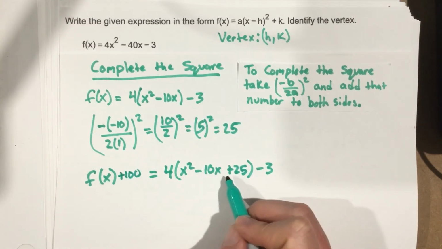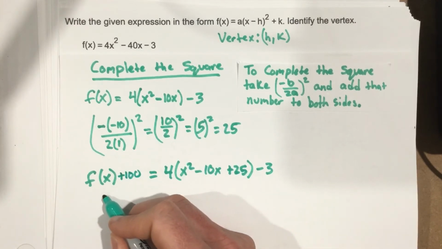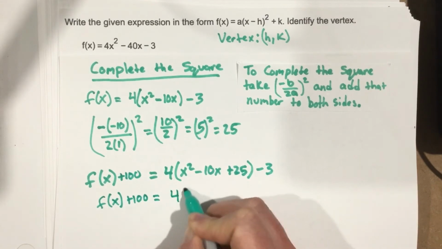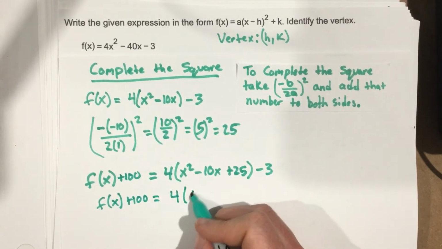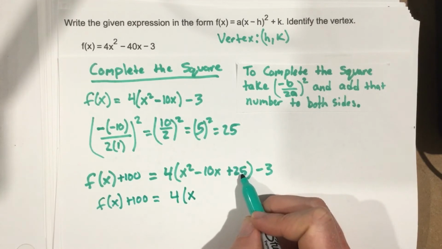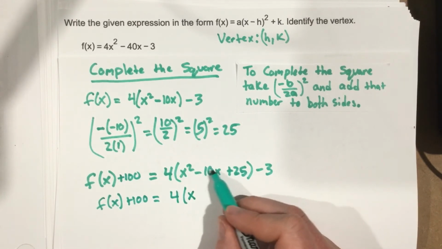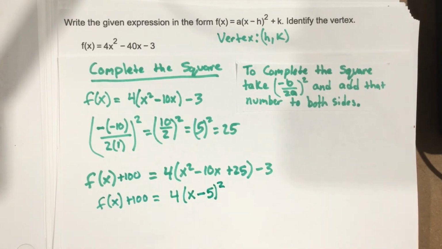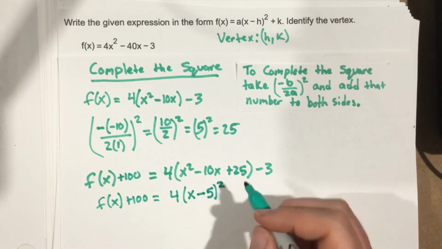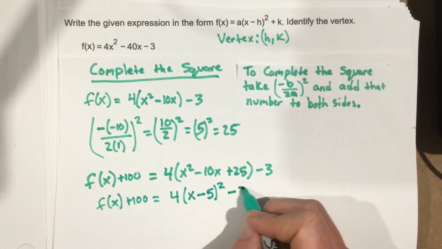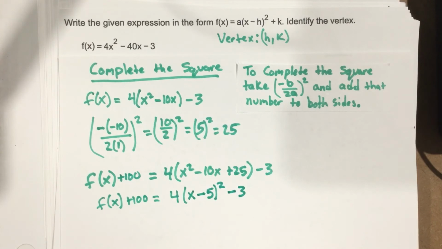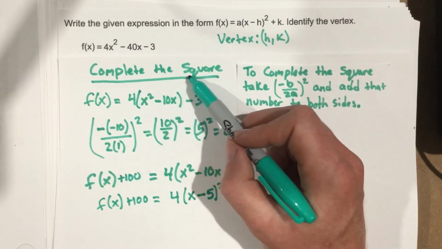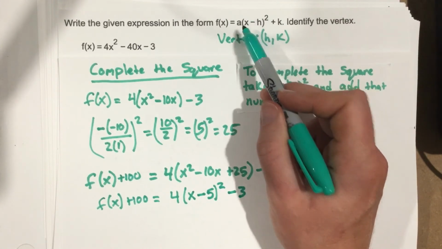X squared minus 10x plus 25, it factors down. So we have f of x plus 100 equals 4 times this factors to x. The factors of 25 are 5 and 5, and we know minus 5 and minus 5 will add up to be negative 10. So this is x minus 5 squared. And then we have minus 3 here on the end. So this factors down to a perfect square, x minus 5 squared, which is the whole point behind completing the square. So we end up with that factor there.